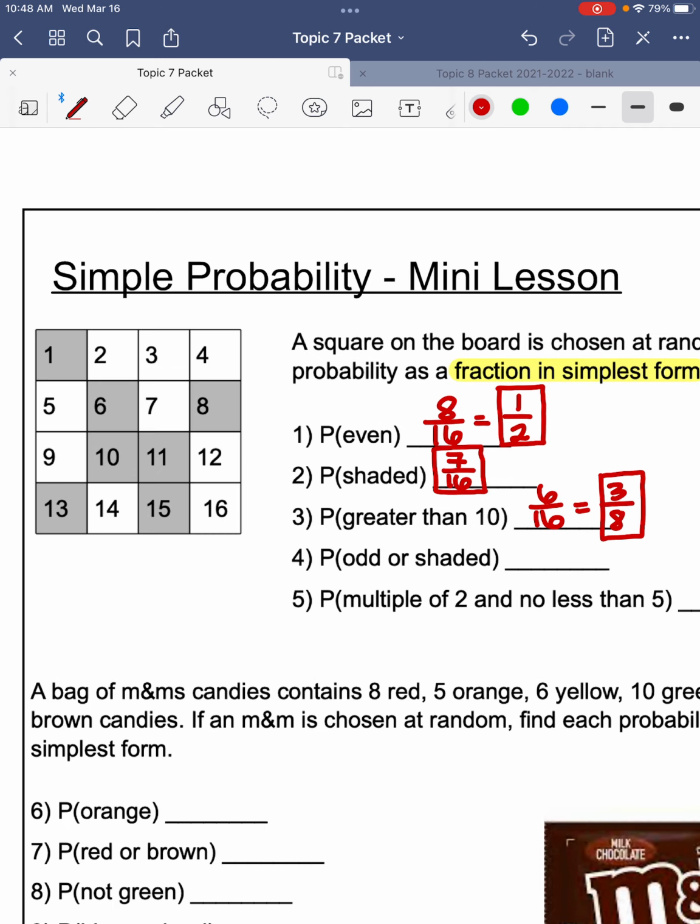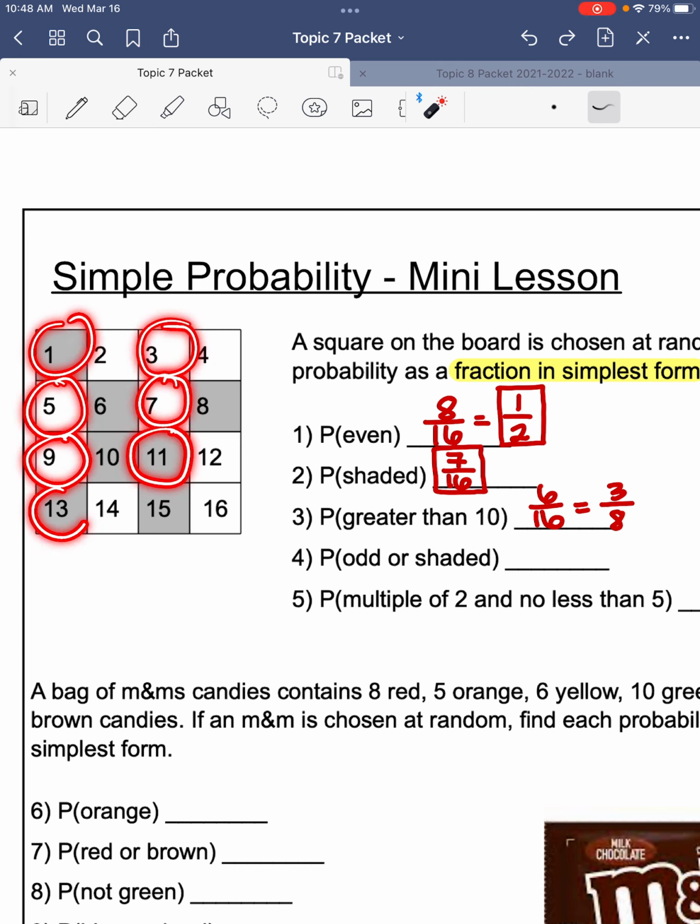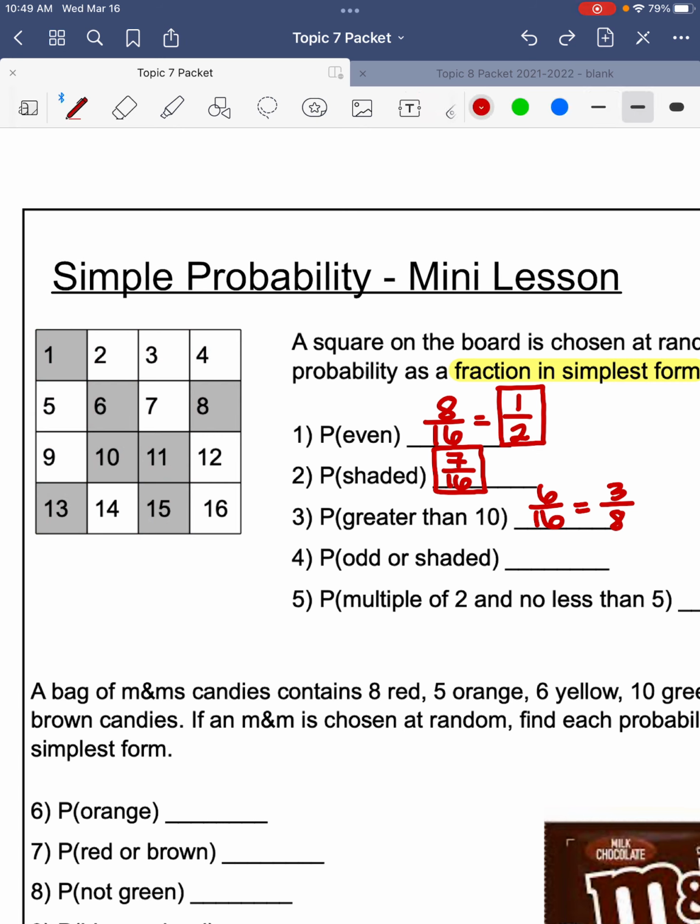Okay, now number 4, the probability of it being odd or shaded. So odd or shaded. So we're looking at our odd numbers. So there's 1, 3, 5, 7, 9, 11, sorry, 1, 3, 5, 7, 9, 11, 13, and 15. So that's 8 numbers that are odd. Now, or shaded means that I'm going to include these other numbers that are shaded. So 8, 9, 10, 11, right? So there's 11 out of 16 that are odd or shaded. Can I reduce that? Nope, I cannot reduce that. So we're going to leave it as is. Now it's really important on one like that we don't count something twice, because there are odd numbers that are shaded. I don't want to count that twice, okay?